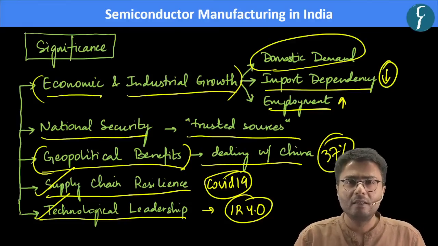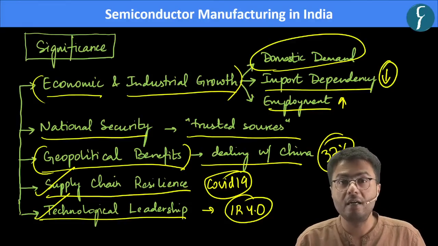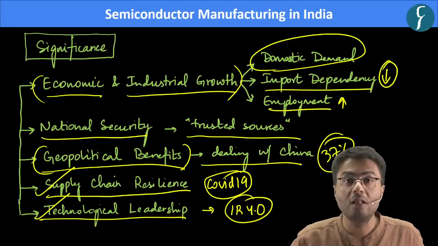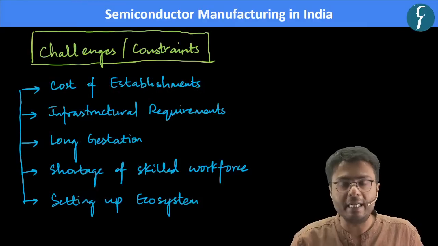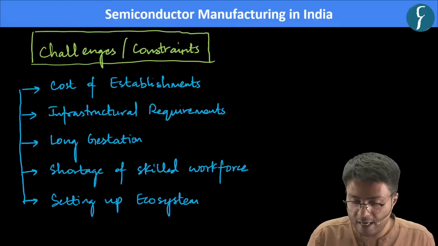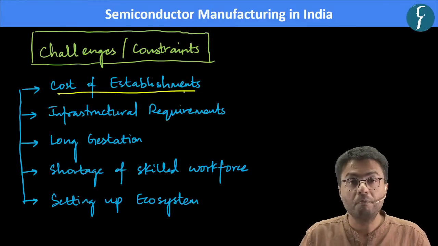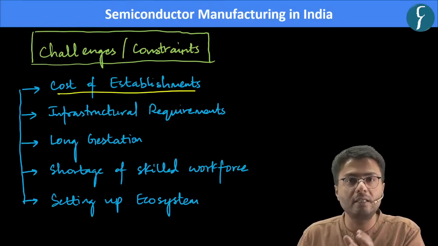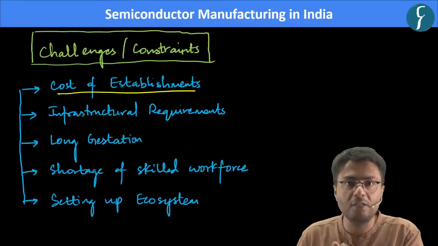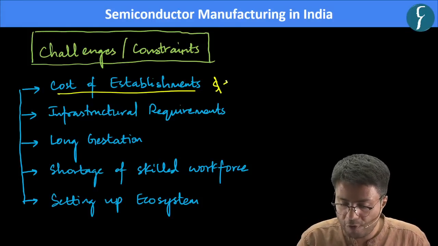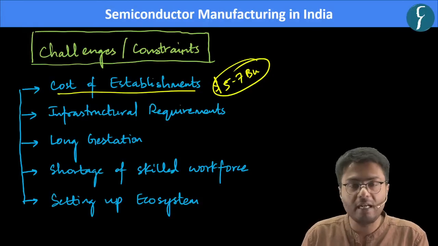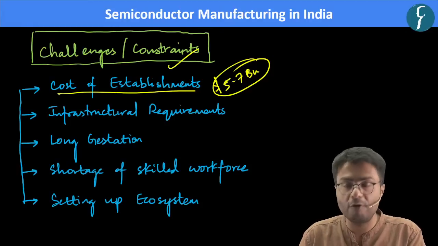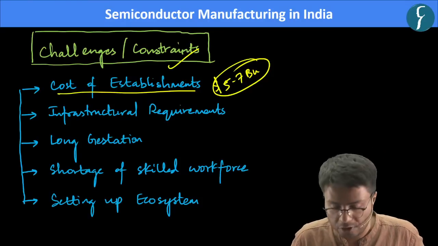Now, naturally, setting up a semiconductor industry in India is a challenging aspect. What are the challenges that India is currently faced with? Let us discuss this in the next slide. The first challenge relates to the cost of establishment, because establishing a domestic semiconductor manufacturing industry requires an investment of about 5 to 7 billion dollars per factory, which is a significant amount, and hence this acts as a constraint in the development of the domestic semiconductor industry.